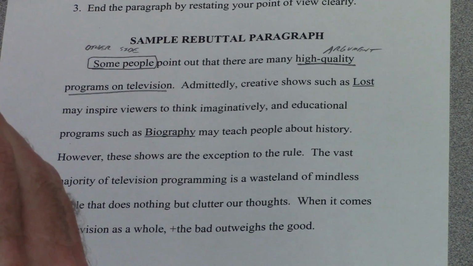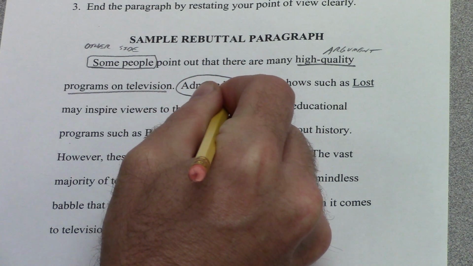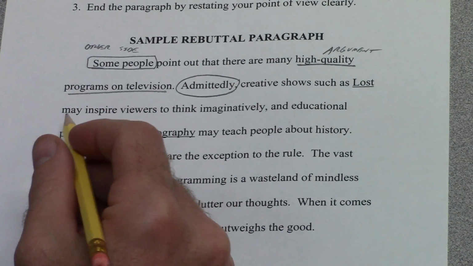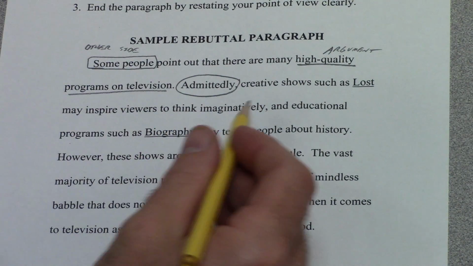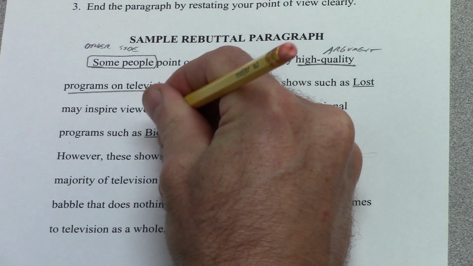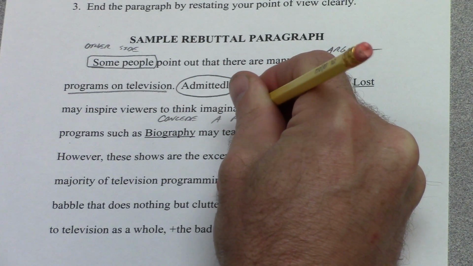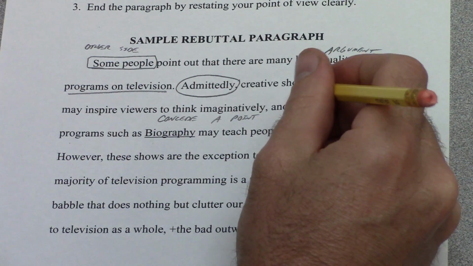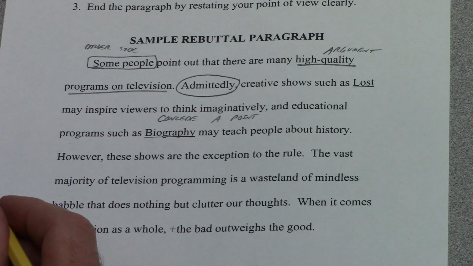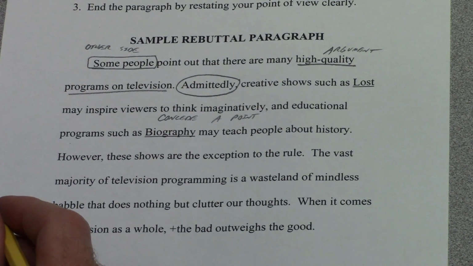Now what they did, which I think is really strong, they conceded a point. Here's a good transition when you're conceding a point. Admittedly, creative shows such as Lost may inspire viewers to think imaginatively, and educational programs such as Biography may teach people about history. This is called conceding a point. When you concede a point, you say, you know what? You're not so bad over there on the other side. You're kind of right about this. I kind of agree with you on this point. All right? But what comes next is the most important part, the however statement.